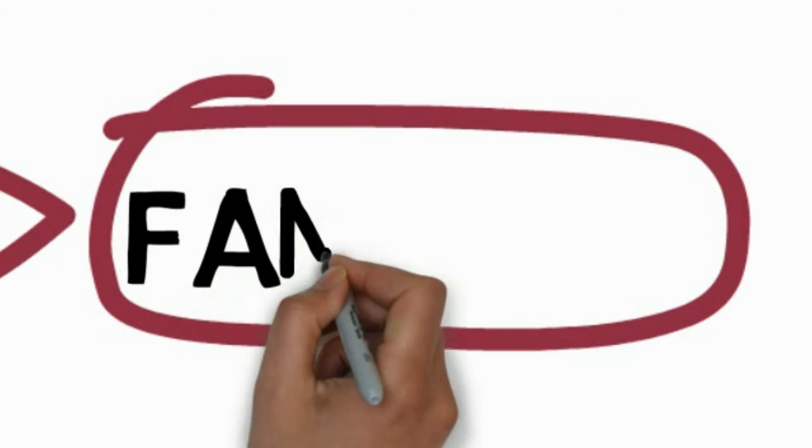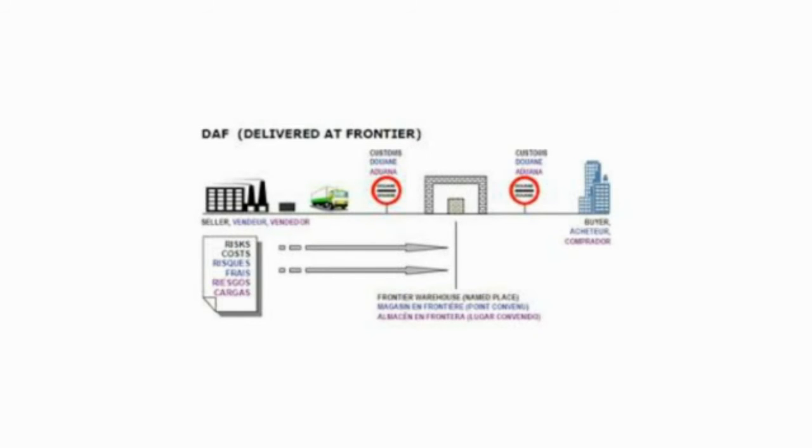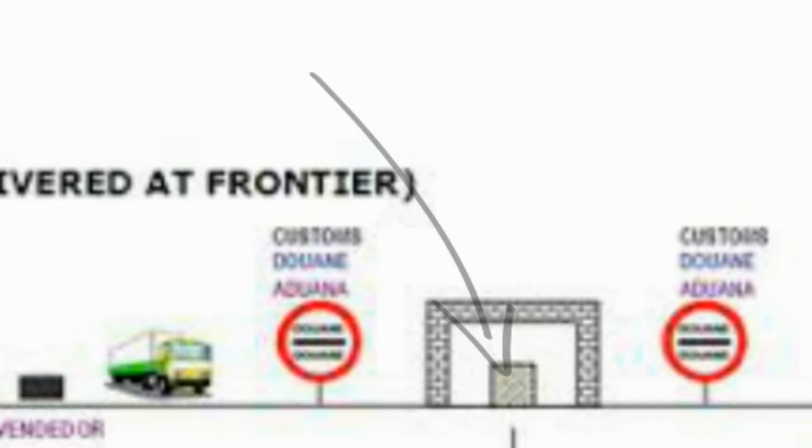4. Family D. It includes 5 Incoterms. Delivered at Frontier, DAF. The seller is responsible for delivering the goods, cleared for export, to the buyer at the named place of delivery at the frontier. However, he is not responsible for clearing the goods through customs for import into the country of destination.